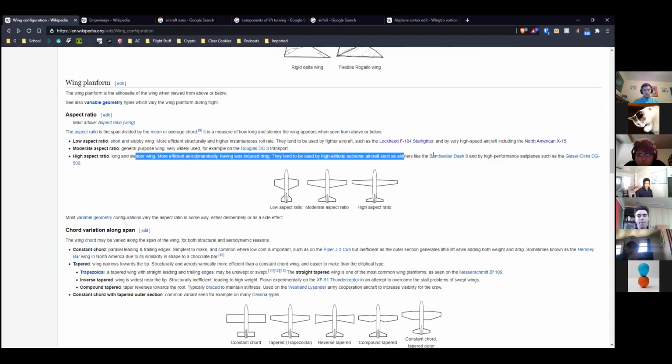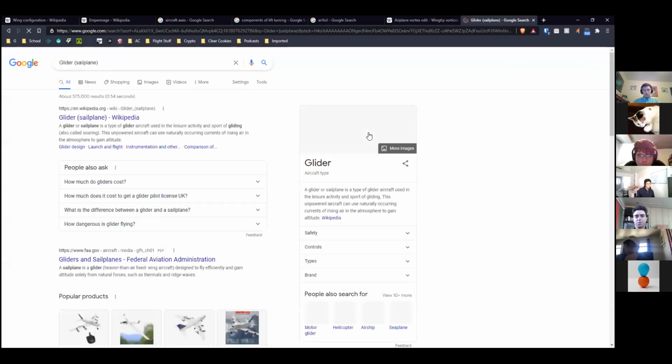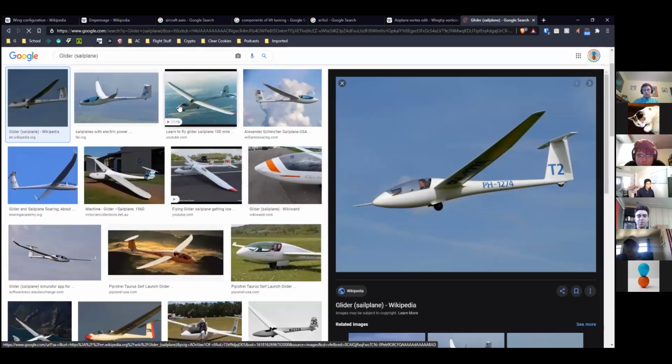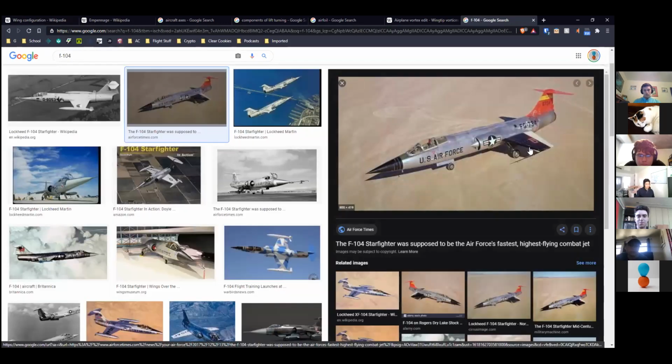The aspect ratio, which I think you guys talked about at least a little with Laird, to recap, is the ratio between the span or lateral length of the wing and the chord or longitudinal length. So that means the wider the wingspan is relative to the chord, the higher the aspect ratio. Like a glider, they tend to have very high aspect ratios. So really long, skinny wing. And then like a fighter, like an F-104, they tend to have much lower aspect ratio wings, so really short, stubby.